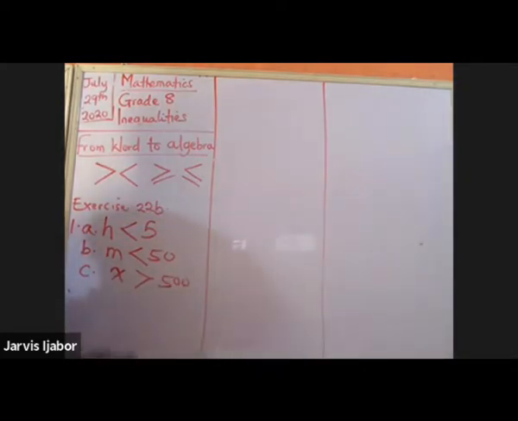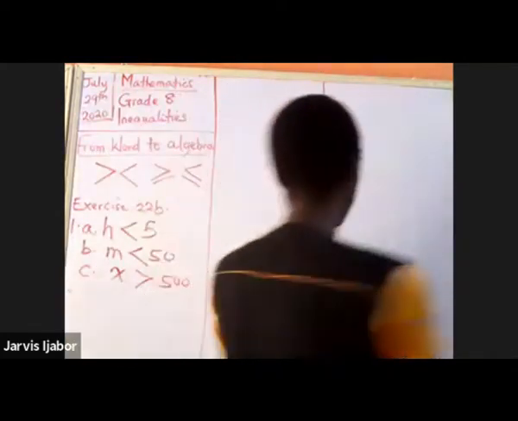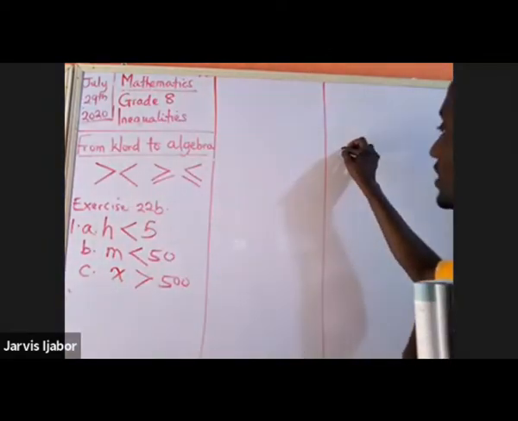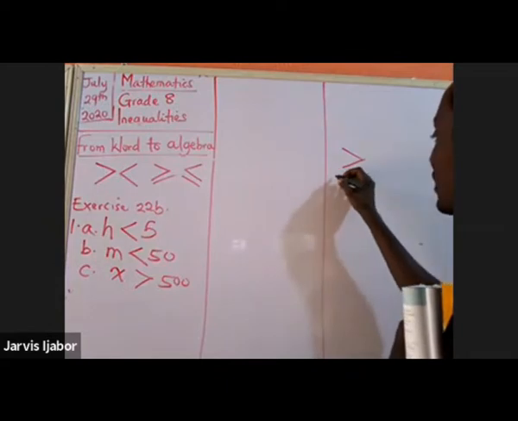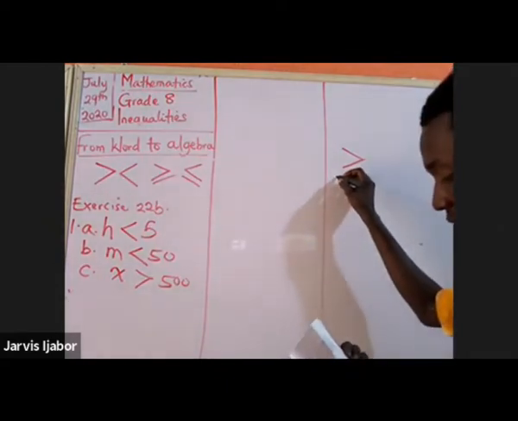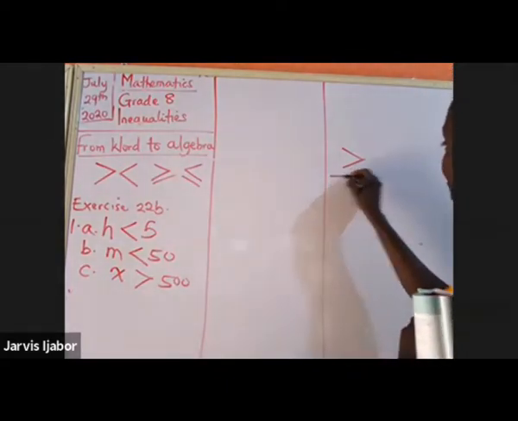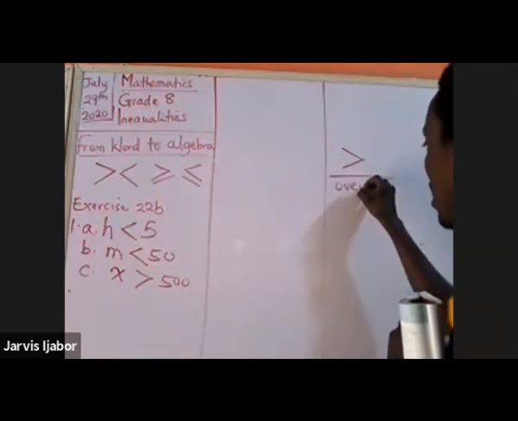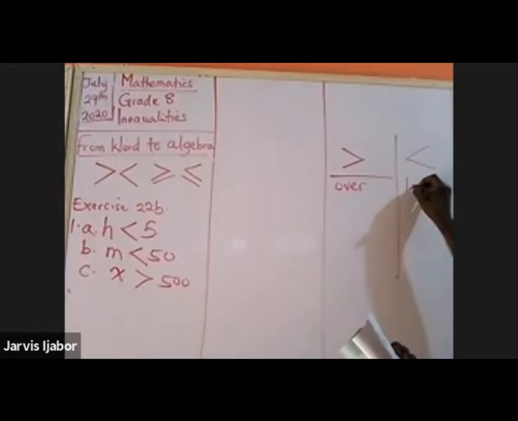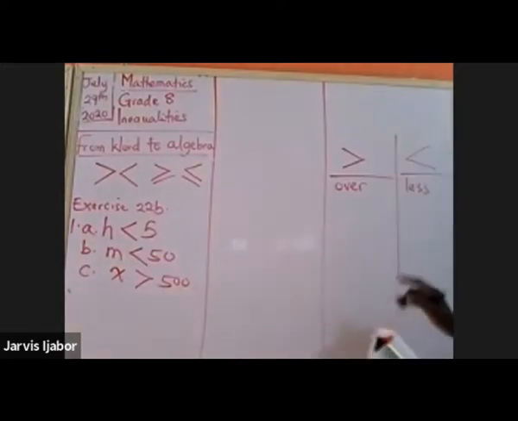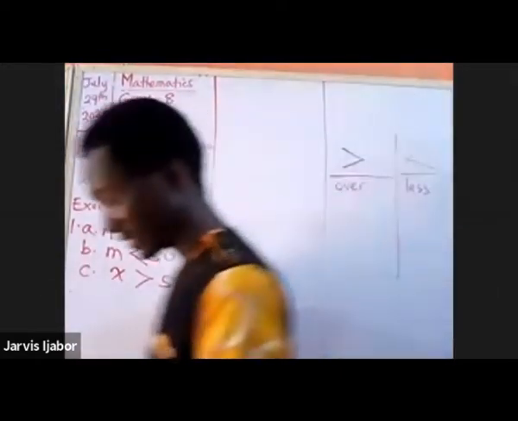Over. So take note of it. Maybe we should have a kind of nugget here. When do we see this side? It is when we have what? Over. When do we see this one? Less. Get a place in your book and write that down.